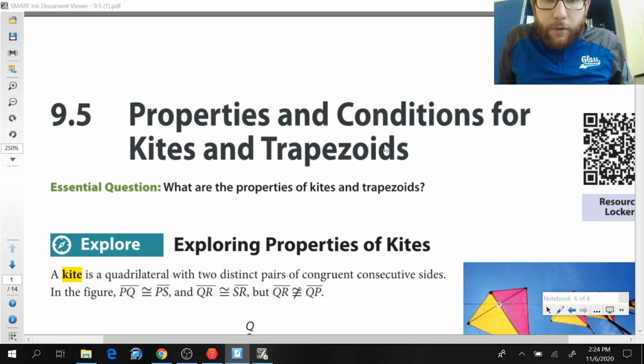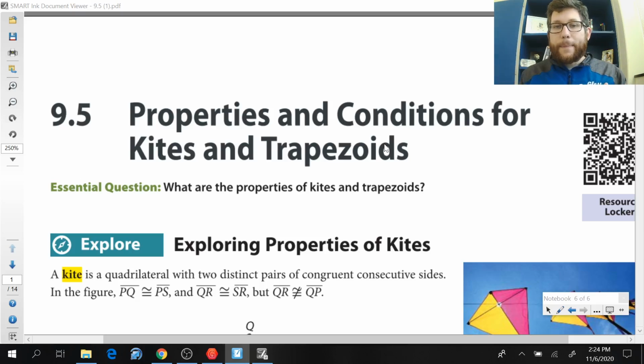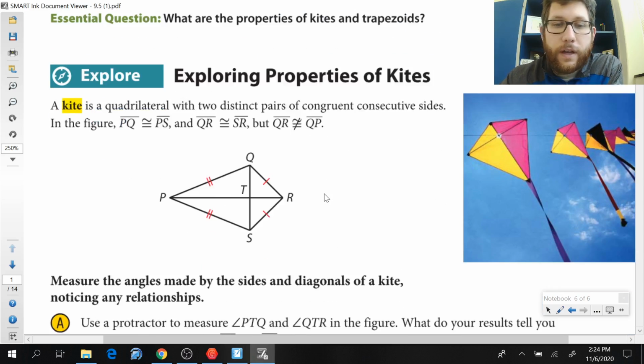Alright guys, in this video we're going to take a look at our last quadrilaterals. We've got kites and trapezoids coming right at you. So the first one we're going to look at is a kite. So let's talk about the definition of a kite.